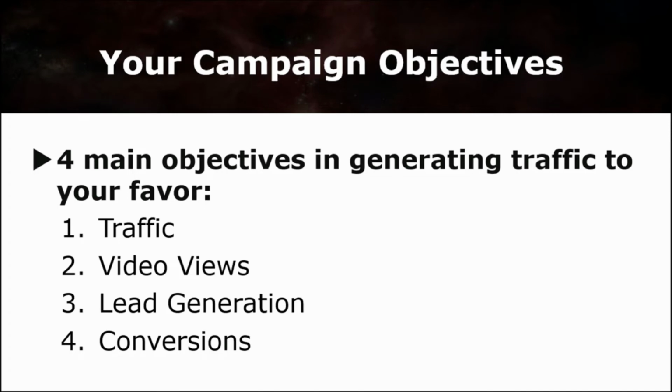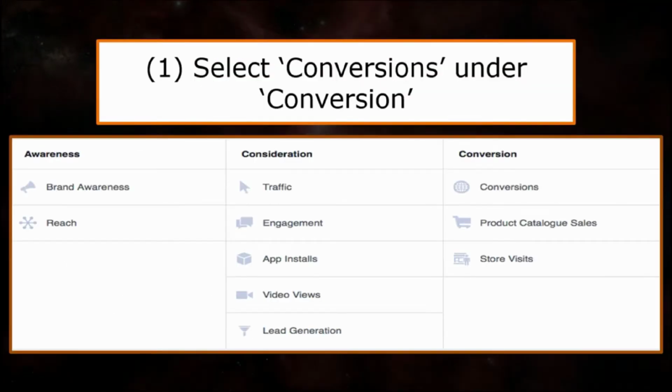As mentioned in the previous module, there are 4 campaign objectives, where it is specifically catered towards generating traffic to your favor. The 4 objectives are traffic, video views, lead generation, and conversions. For this particular module, we will only be focusing on conversions to illustrate a clear example of how you can start running your ads. Conversions functions to drive actions to your website or app.